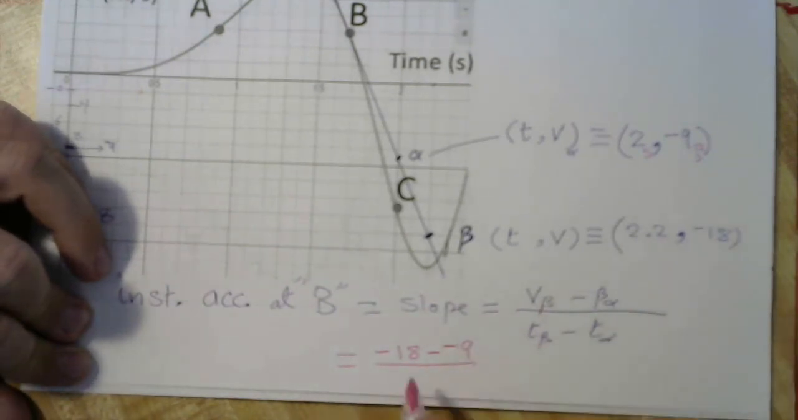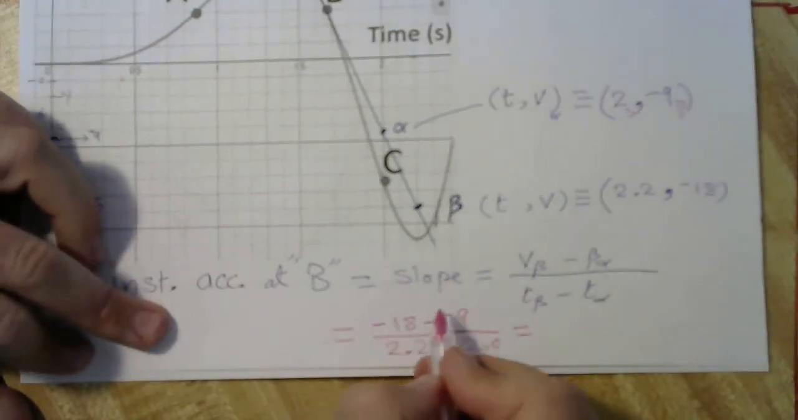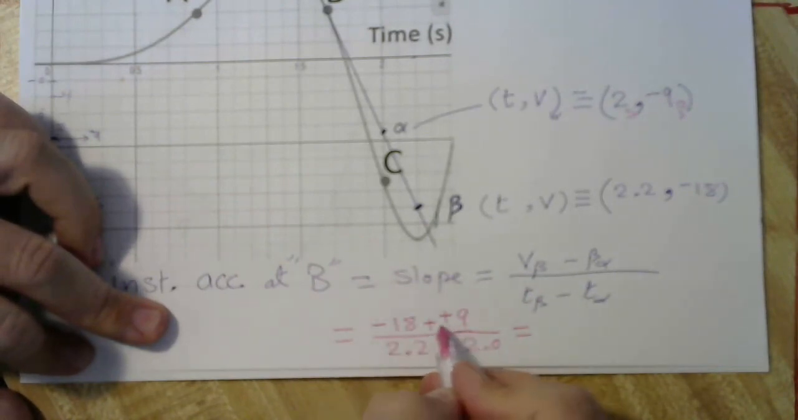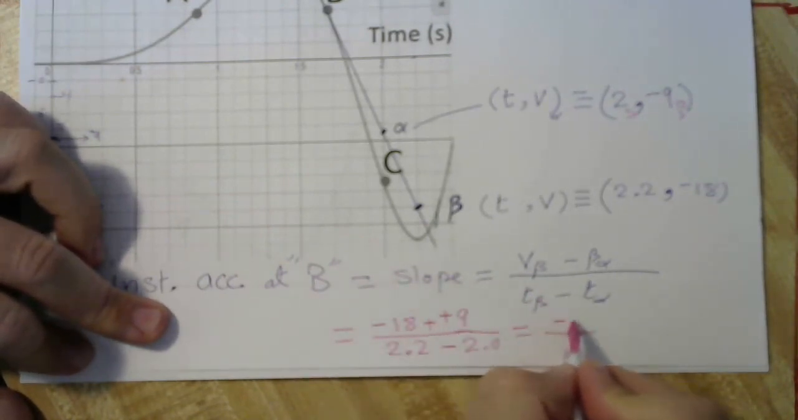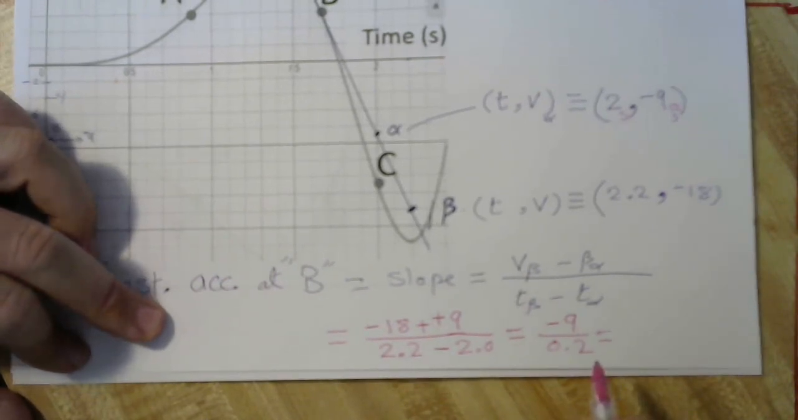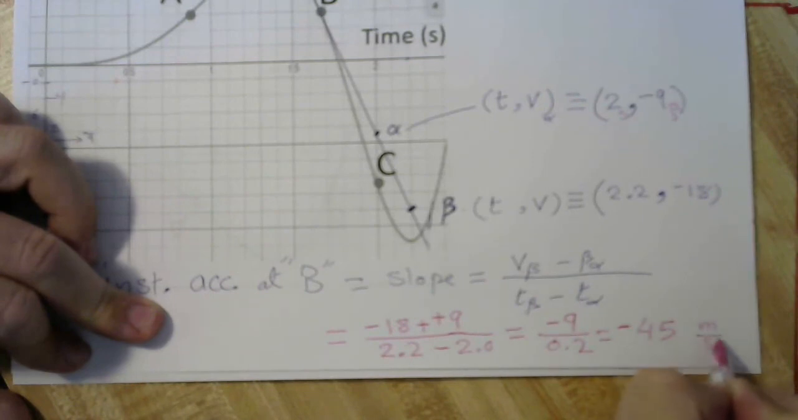T at beta is 2.2 minus 2.0, which is equal to negative. This negative with this negative will be positive. I have negative 18, positive 9. The result is negative 9 divided by 0.2, which is equal to how much? Negative 45 meters per squared second.